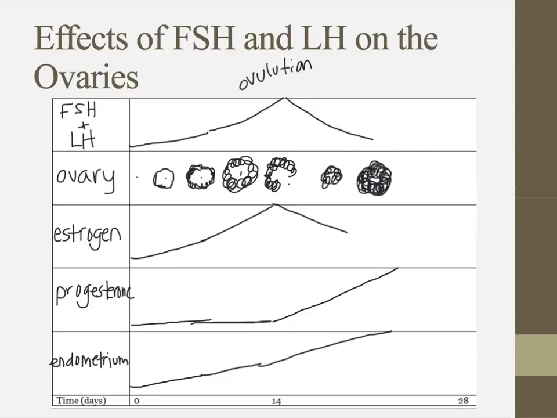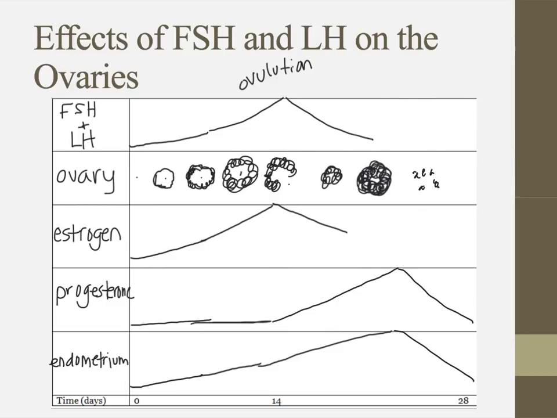Progesterone and the endometrium peak a little bit later. Okay, so let's finish this out. If no pregnancy occurs, this corpus luteum starts to break down. It breaks apart. When it breaks apart, our progesterone levels are going to drop, which is going to cause the endometrium to be shed.